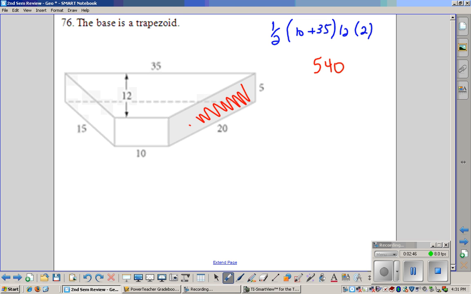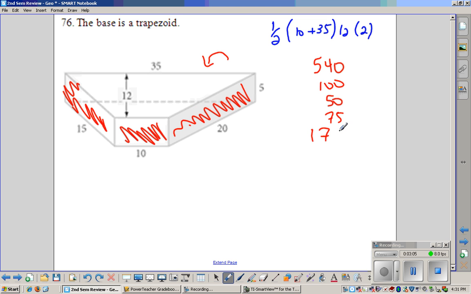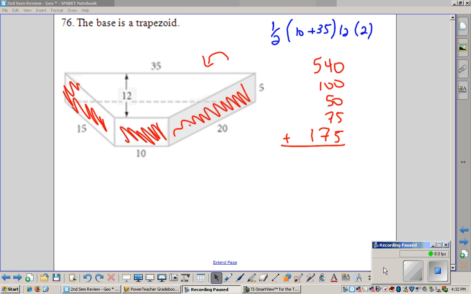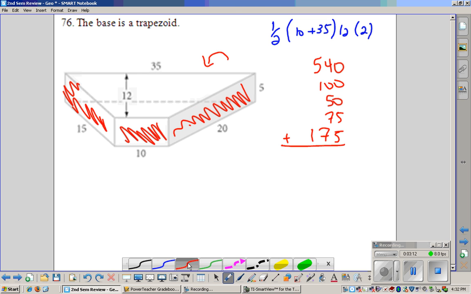Now we need to find the area of the rectangles. There's a rectangle, 5 by 20, that's 100. This one is 10 by 5, that's 50. This rectangle is 15 by 5, that's 75. And the rectangle in the back here is 35 by 5 high, that's 175. Add all those up, we have our surface area. And that comes out to be 940 square units.